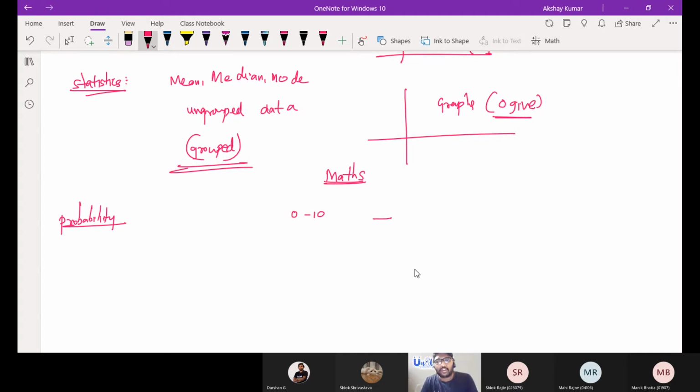For example, many people would have scored 60, 60, 60. Many would have scored 90, 90, 90. Some would have scored 85. Some would have scored 86. So we can all club them and group them.